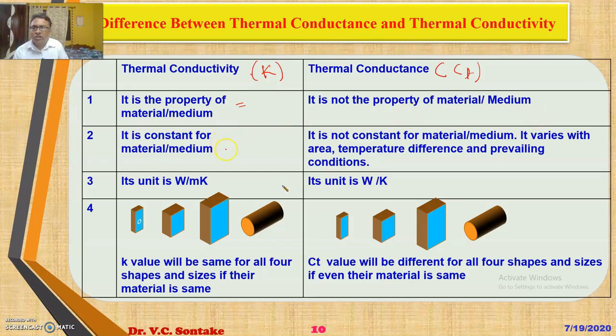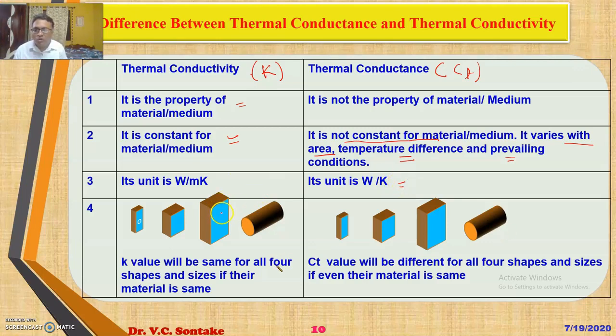Thermal conductivity is constant for a material or medium. Thermal conductance is not constant for a material or medium. It varies with the area normal to heat transfer, temperature difference and prevailing conditions. The unit of thermal conductivity is watt per meter Kelvin, whereas the unit of thermal conductance is watt per Kelvin.